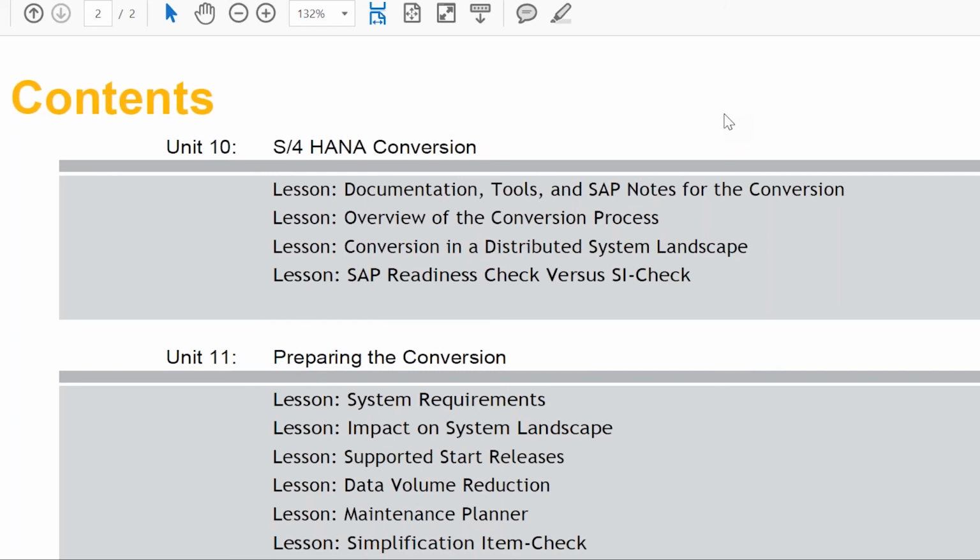And 2025 is the benchmark that we had proposed to get systems on S4 HANA. So we don't want non-S4 HANA in the market, and we are not going to support them after 2025. So this is the time frame which we have aligned.